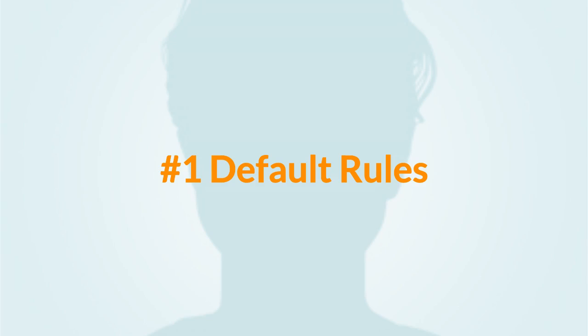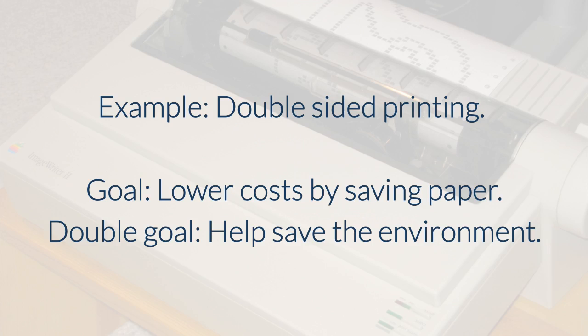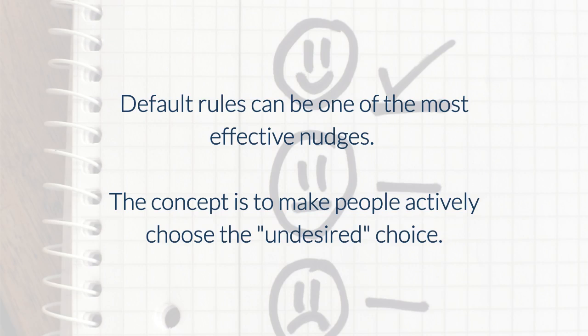First up is default rules. The classic example for this is double-sided printing, with the goal of lowering costs by saving paper, and then an extra goal of helping to save the environment. Default rules can be one of the most effective nudges. The concept is to make people actively choose the undesired choice.